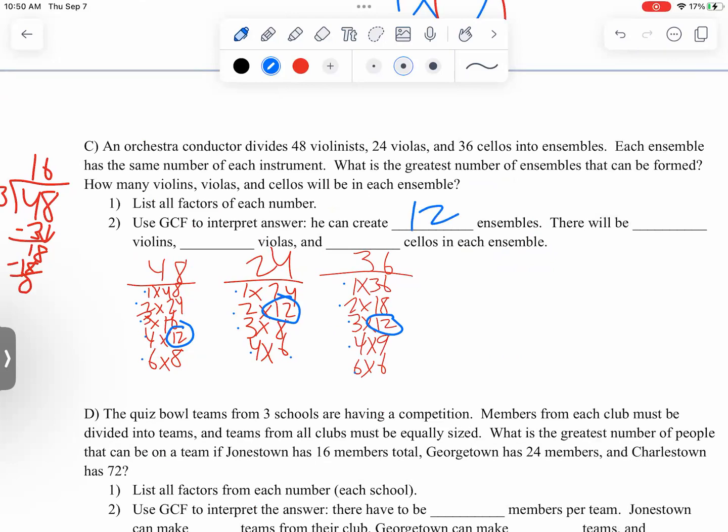Okay, the violins are 48, so there will be 4 violins in each group. There'll be 2 violas in each group. And there'll be 3 cellos.